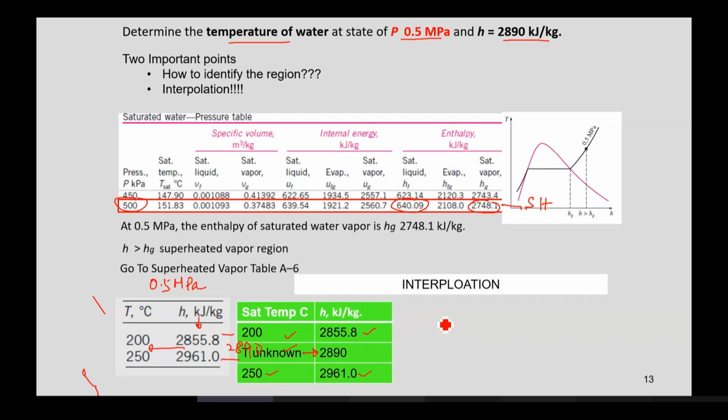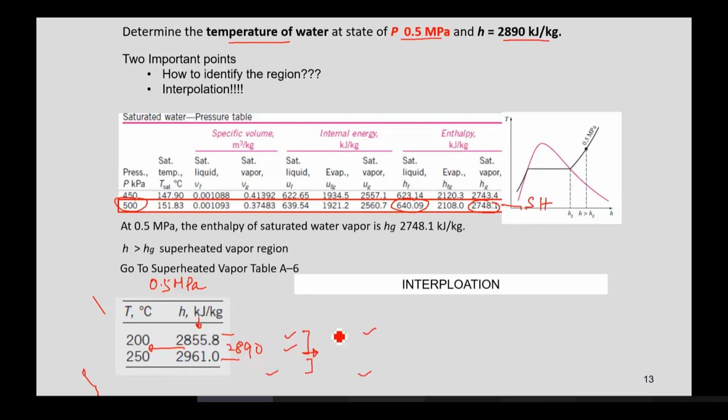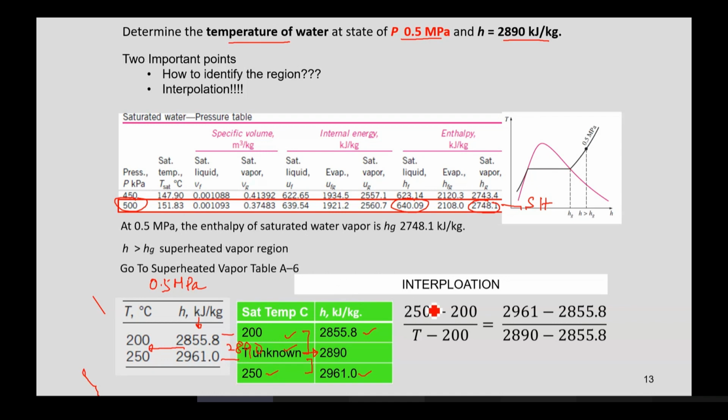So now you just have to take the difference between these two and these two on the left hand side. So you can take any two temperatures, the difference of any two temperatures and the corresponding enthalpies on the right hand side. Similarly, the difference of any two temperatures on the left hand side and their corresponding enthalpies. By any two temperatures, I mean any two temperatures.